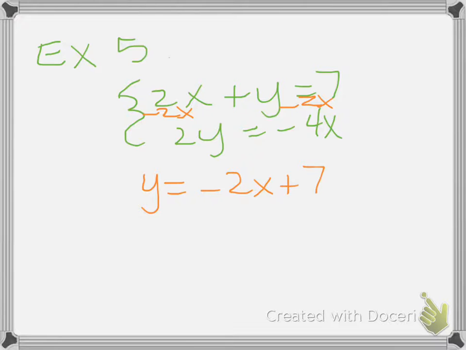And for my second one, all I need to do is just divide both sides by 2. So my second equation is y equals, and then negative 4 over 2 is negative 2. So y equals negative 2x. So now I'm going to graph both of these lines on the coordinate plane.